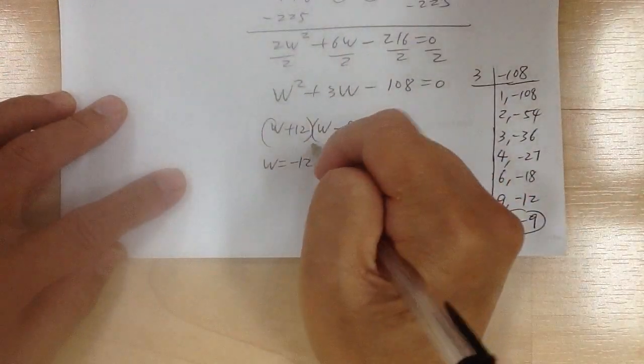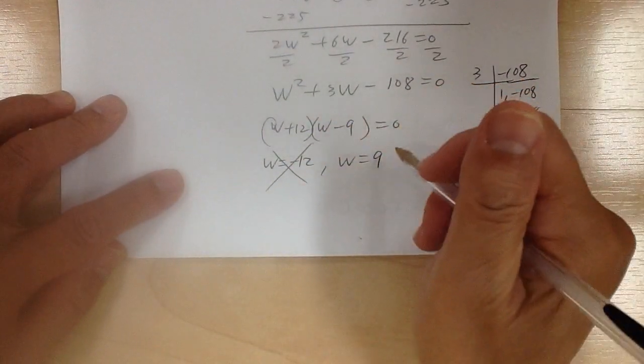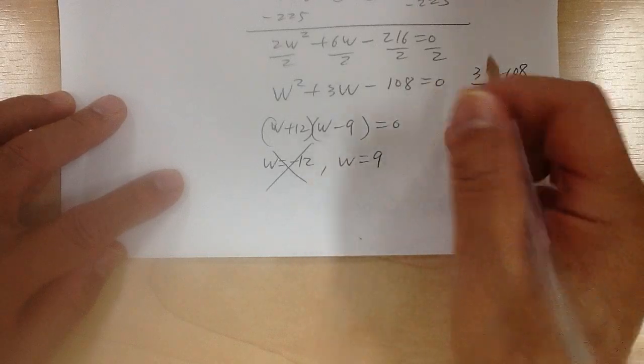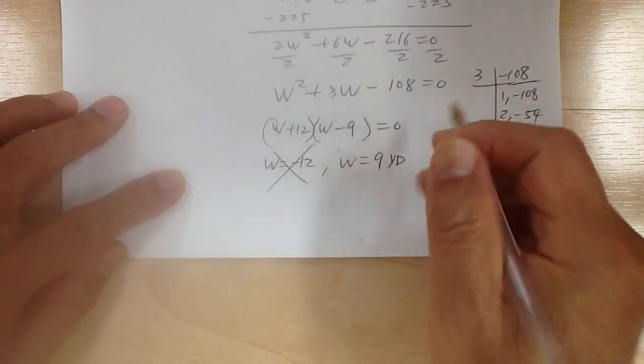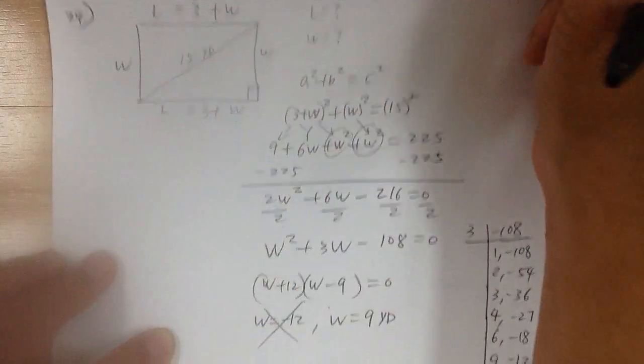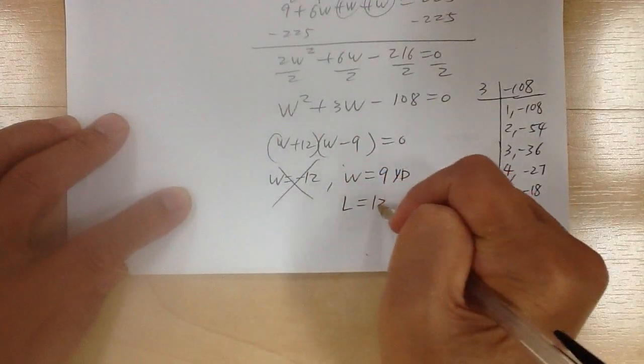Right? And so this is no good. And so the width is 9 and the label is yards. And the length is 3 plus w. So the length would be equal to 12 yards.